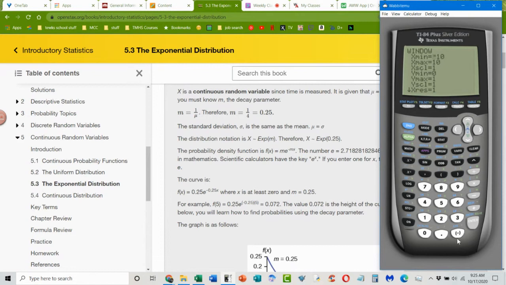So here I'm going to start this as -1. I'll go to 10 and 2, 1. Let's go from 0 to, oh, I don't know, 2. Graph. Yeah, that's better.